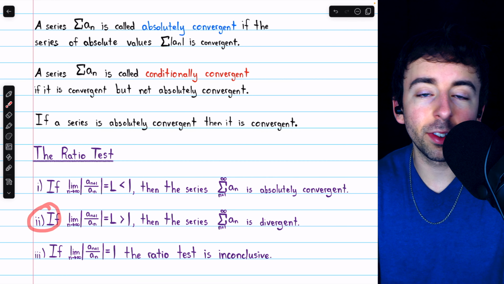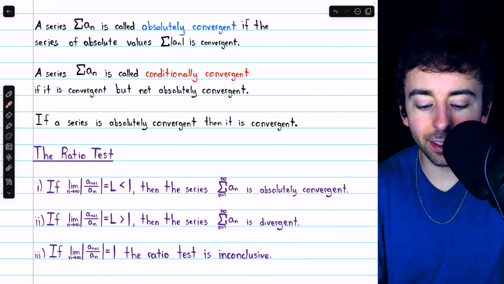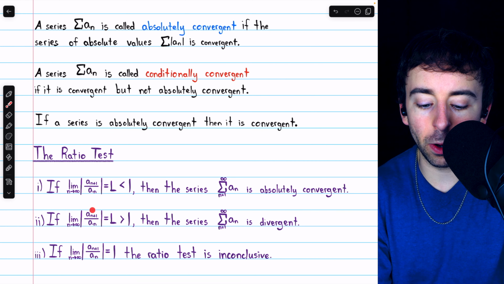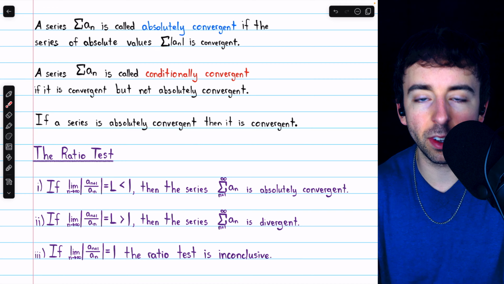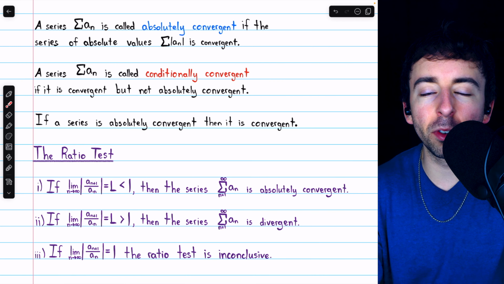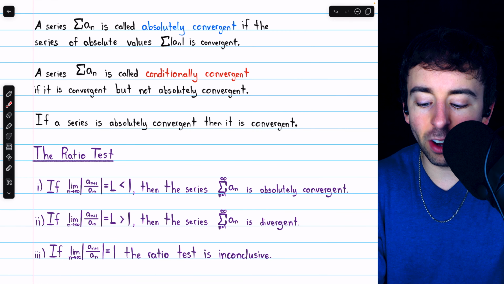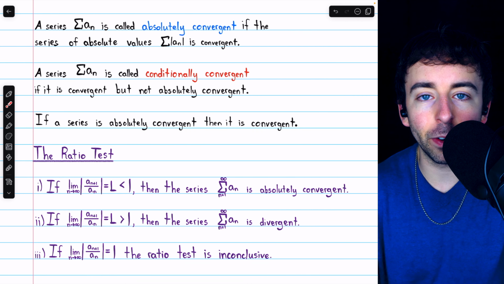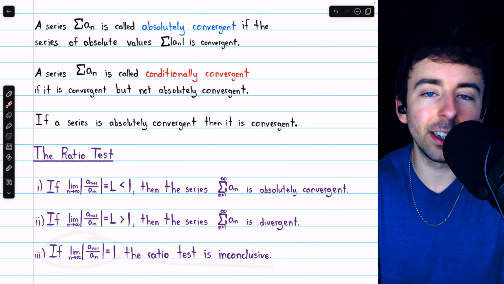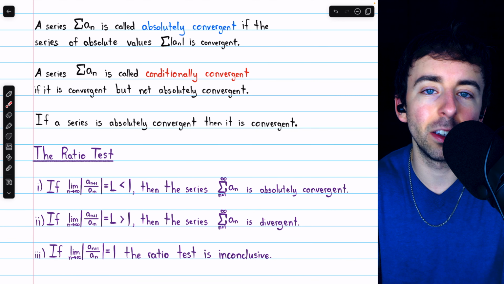On the other hand, just like with the geometric series test, if the limit of the absolute values of the ratios of consecutive terms of the series is something greater than 1, the terms are actually getting bigger, and so the series will be divergent. If the limit is equal to 1, the ratio test is inconclusive and other tests would need to be used.